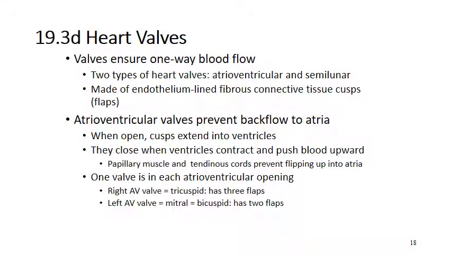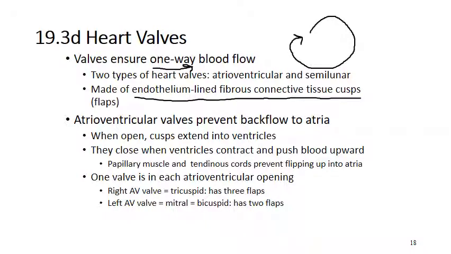All right, so talking about the heart valves. The valves basically just ensure that the blood is moving in one direction and one direction only. So it's always going to be going in this direction, right? So it's always going to be circular instead of going counterclockwise. The valves are made of endothelium-lined fibrous connective tissue cusps, and so they're just these little flaps. And if you remember, they're pretty thin when you played with them on the heart, but also fairly strong as well.